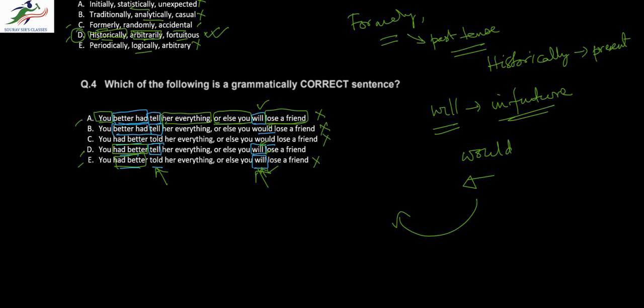So you had better tell her everything, or else you will lose a friend. So you tell her everything now, or you will lose a friend. So this is the correct way of saying this sentence. So option 4 is the right answer.